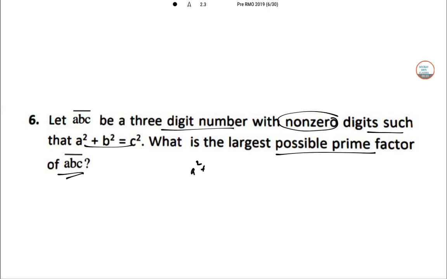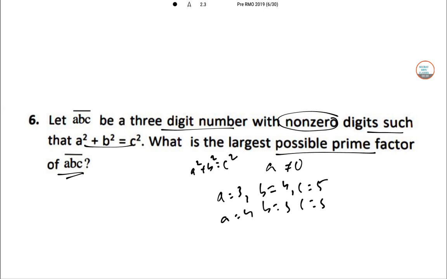So look carefully: a square plus b square equals c square is given, a is not equal to 0. a, b, c are the digits of the number. So the only possibility is a equals 3, b equals 4, c equals 5, or a equals 4, b equals 3, c equals 5.